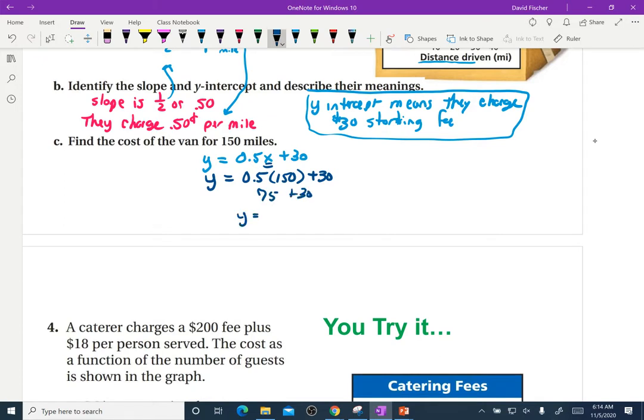Y equals 105. Now we have to put it in words. It's a word problem. If you go 150 miles, it would cost you, what do we end up with? $105? $105.